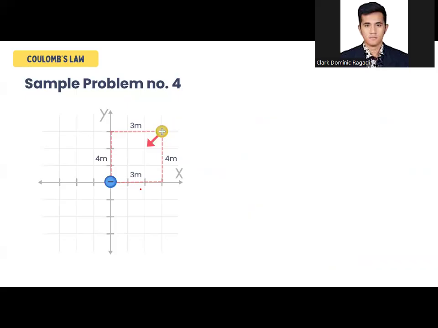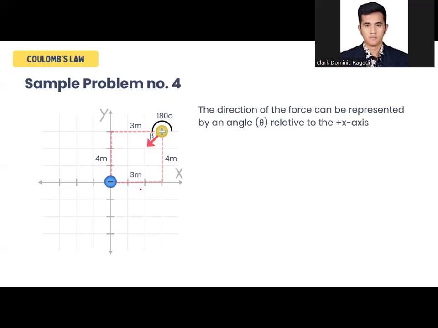And then we just need to add an angle here to get the final angle. So let's try to do that. Let's call the angle here beta. Then we have the 180-degree angle. The direction of the force can be represented by an angle theta relative to the positive x-axis. So we're looking for angle theta. Looking at the illustration, theta is equal to 180 plus beta. So how can we calculate beta? We can calculate beta since we are given these numbers here.